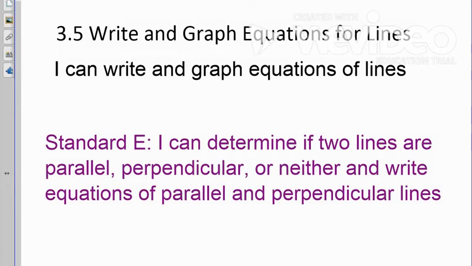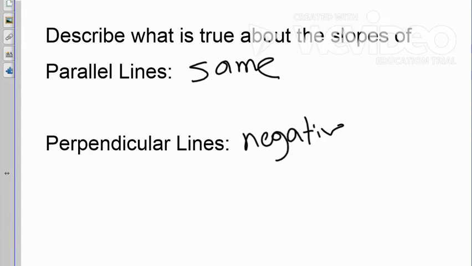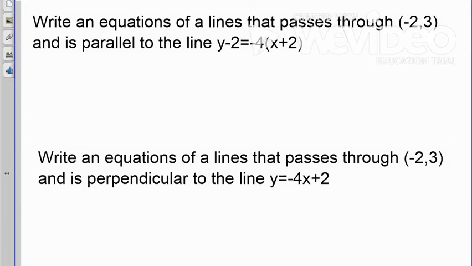So second part of 3.5 is continuing on with graphing and writing equations of lines that have parallel and perpendicular slopes, okay? What do we know about the slopes? Again, I'm sounding repetitive, but we know that slopes of parallel lines are the same, and we know that perpendicular lines are negative reciprocals. So that's our quick review there. Again, we've gone over this a few times already, so you guys should be good.